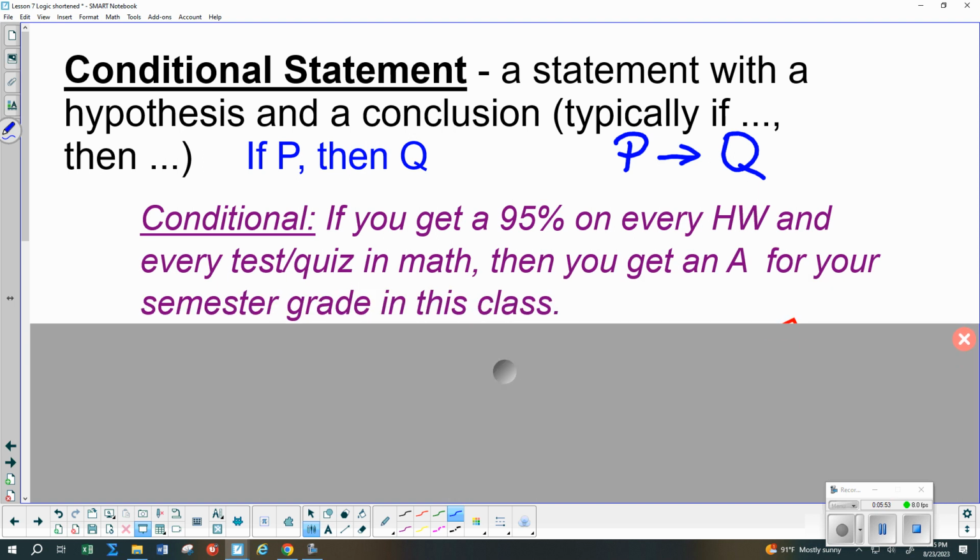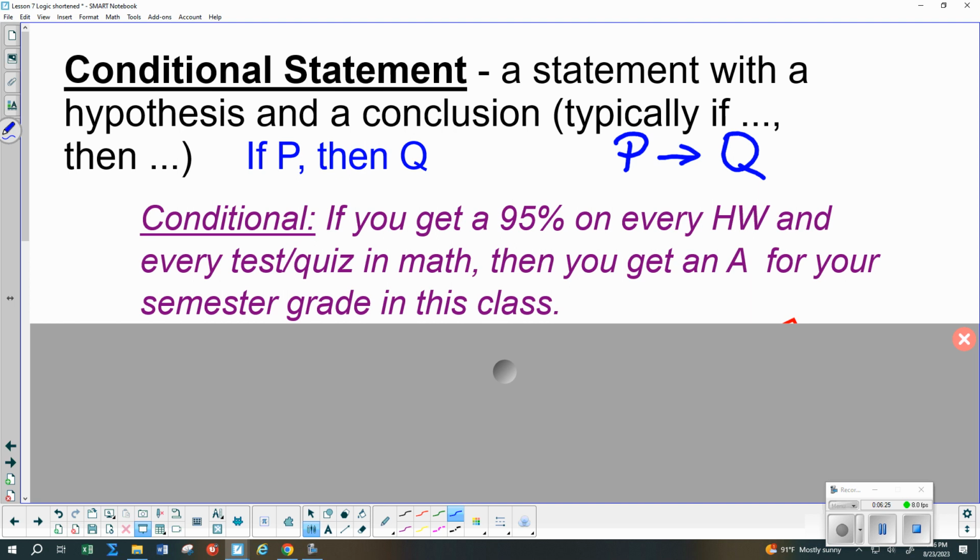And this is one that I think probably makes sense here on planet Earth, so we don't have to imagine that alternate reality just to try to make sense of what I'm going to say. But if you get 95% on every single homework paper, and you get 95% on every single test and quiz this semester, then your grade would be an A for the semester grade. That makes sense here on this planet? So we can go along with that.